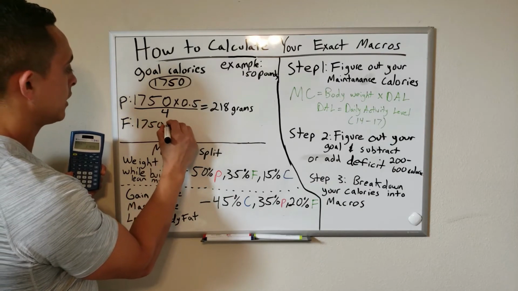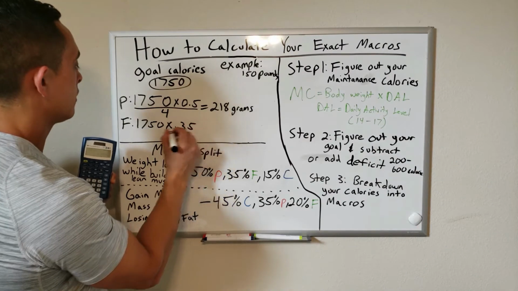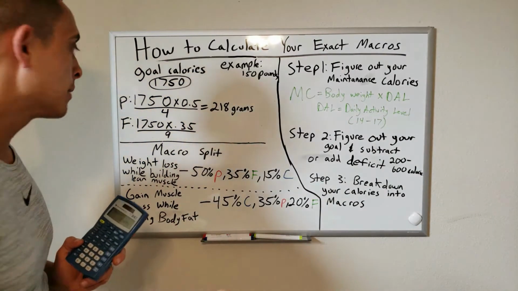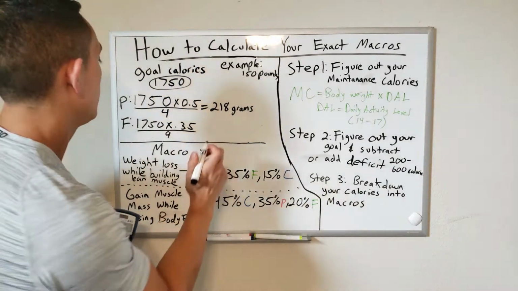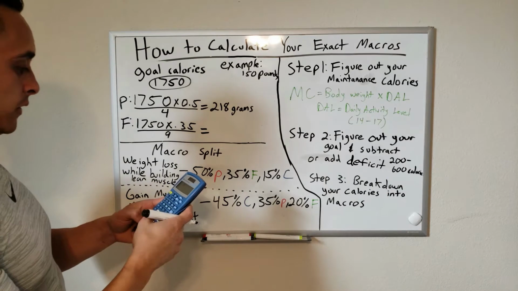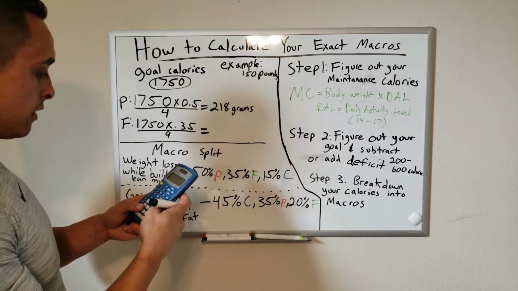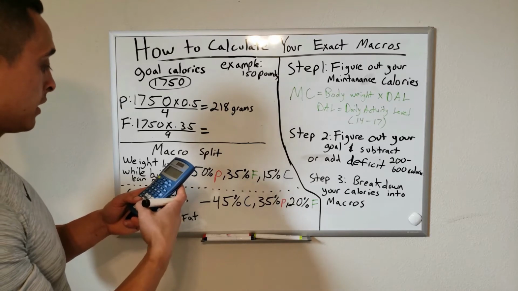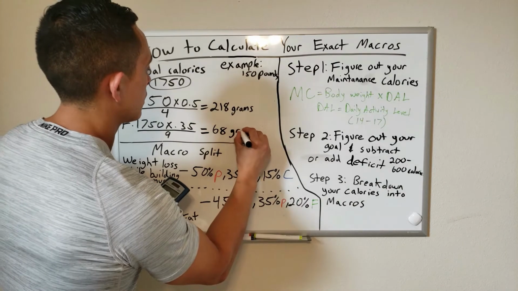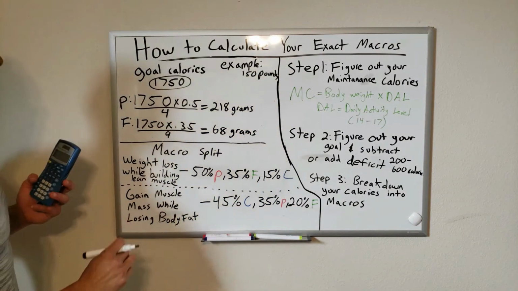Now for our fats, 1,750, same thing, times 0.35 divided by 9, because there are 9 calories per gram of fat. Okay, so breaking this down, 1,750 times 0.35 divided by 9 gives you 68 grams of fat. Okay? All right, let's move on.